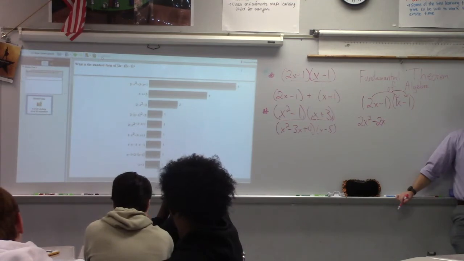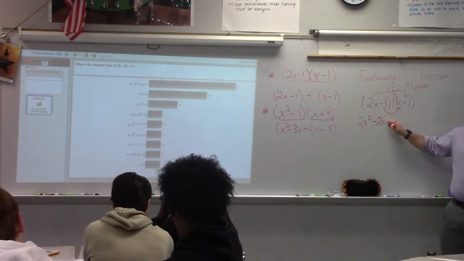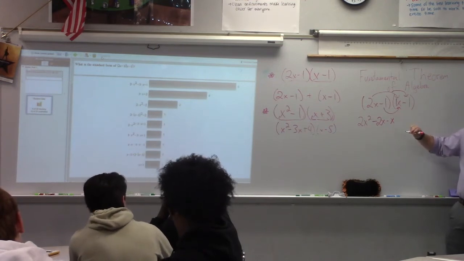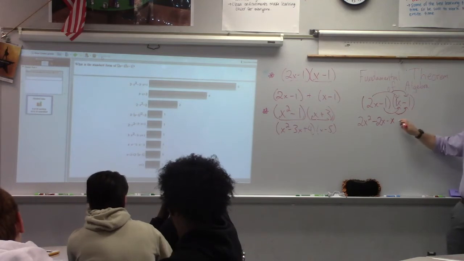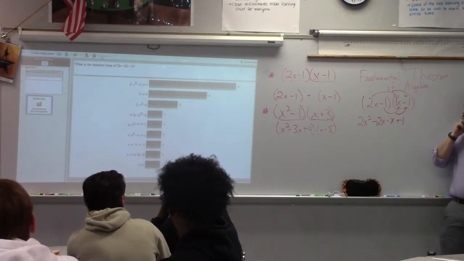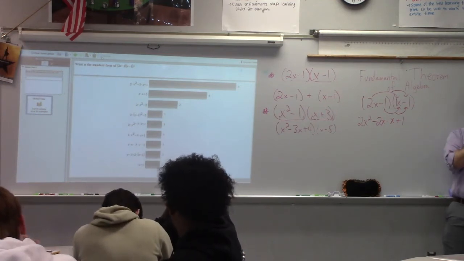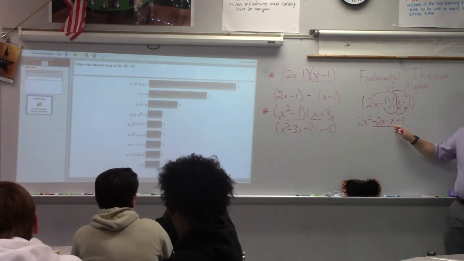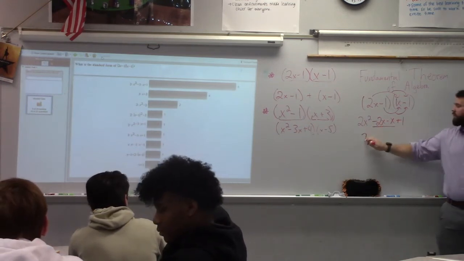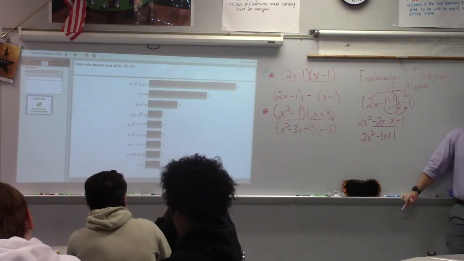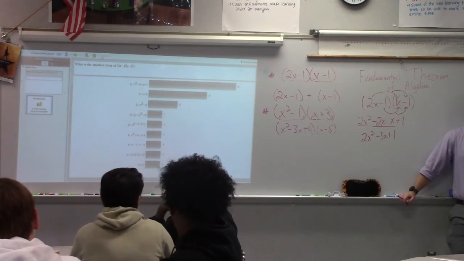Alright, what do I need to do still? Distribute the minus 1. So minus x. There's negative 1 times negative 1 is plus 1. You always want to simplify if at all possible. Is there anything I can simplify? Negative 2x and negative x. I have negative 2x, I'm subtracting 1 more x, so I have a total of negative 3x. So that's the distributive method.